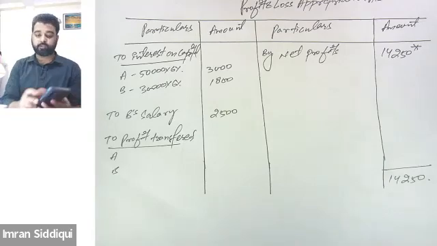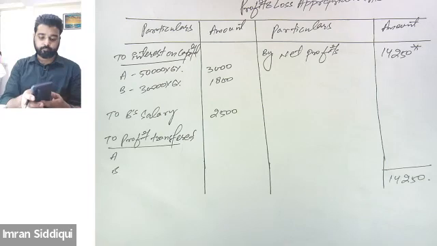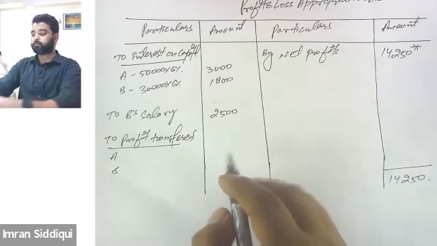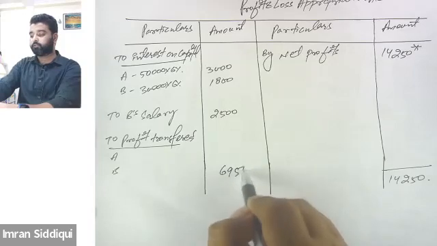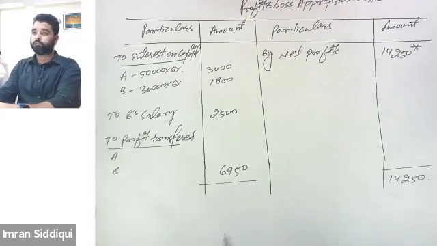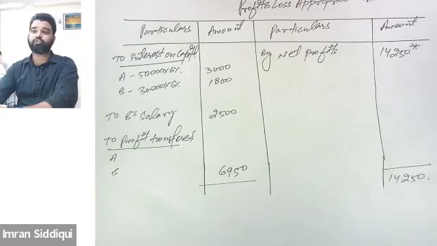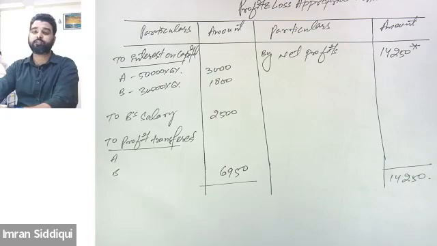So let's do that. 14,250 minus 3,000 minus 1,800 minus 2,500. So we will get 6,950. 6,950 is the divisible profit that need to be divided among A and B. So tell me in what ratio they will be sharing 6,950. In what ratio they will be sharing this profit?